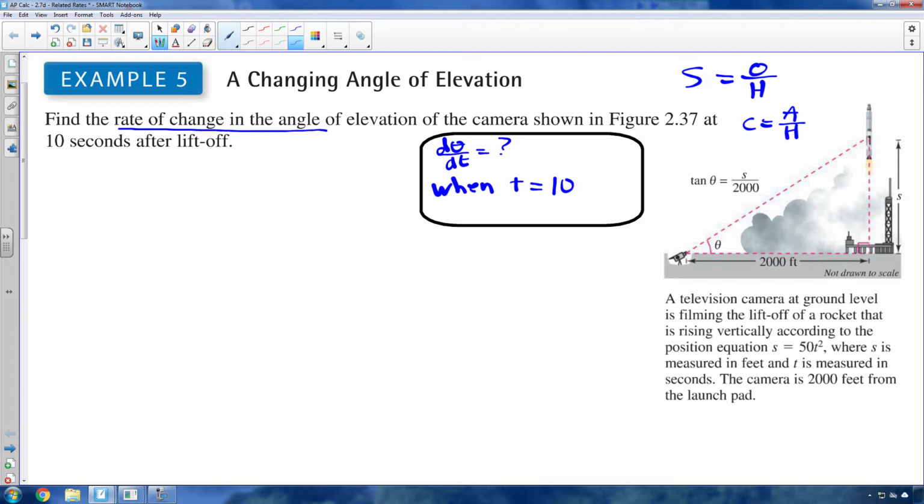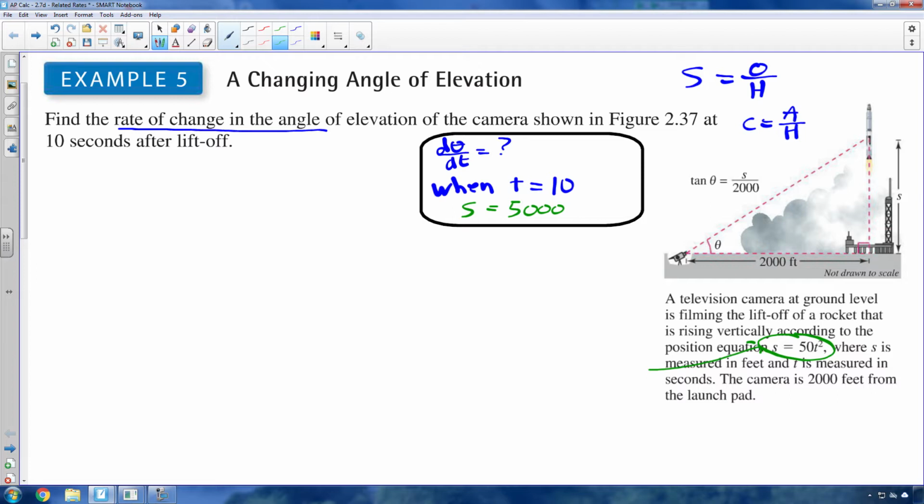So we look at our diagram here, and we get some important information. This equation helps, and you can get a position equation from it. Let's figure out what that means. When t equals 10, what does s equal? We take 10 and square it, it's 100 times 50, so s is going to equal 5,000. So when t is 10, s is 5,000.